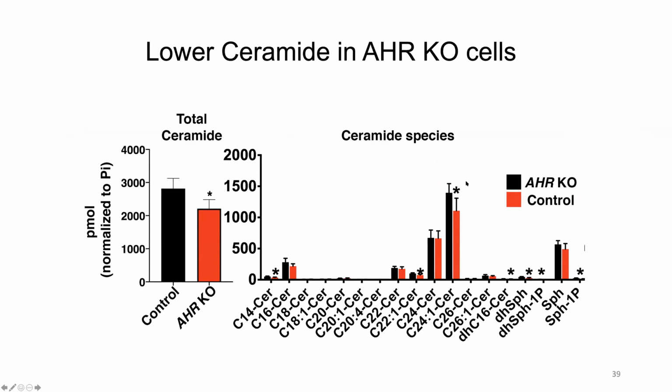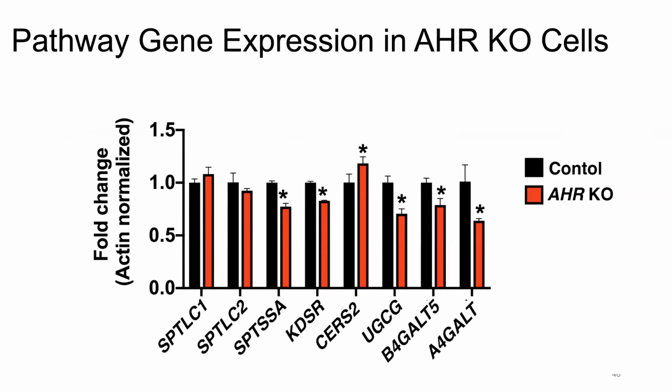Ceramide levels showed that there was a modest decrease in the amount of ceramide. Pathway gene expression analysis showed there was a modest decrease in several of the important enzymes in the pathway, including one of the subunits of SPT, small subunit A, also the GB3 synthase, and the glucosylceramide synthase.